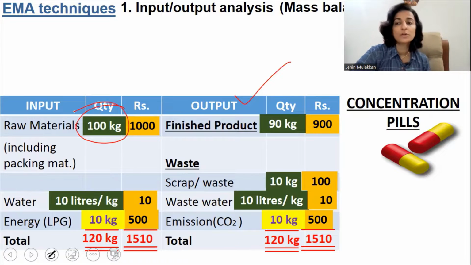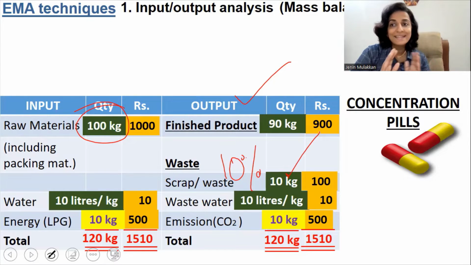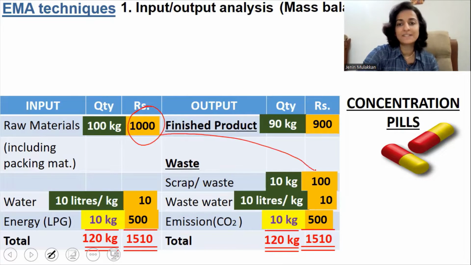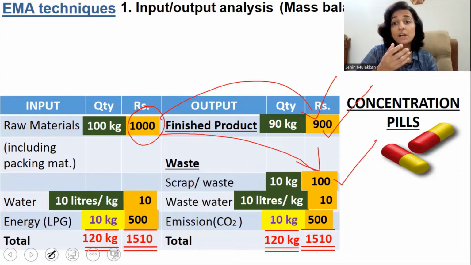Out of a total of 100 kg of raw materials that has been used, approximately 10% is the normal loss. So 100 into 10%, 10 kg has gone as scrap or waste, and the balance 90 kg is the good output. That is the good pills that you have produced. So 10% of the cost, that is 1000 into 10%, 100 has gone to waste, and 1000 into 90%, 900 rupees is the cost of the good output.